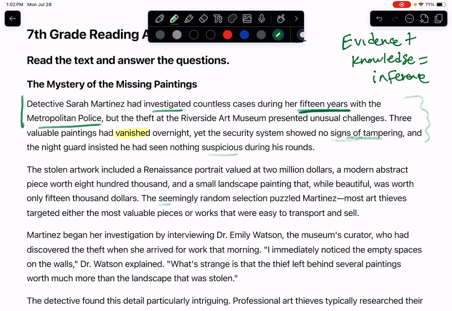Okay? So seemingly random in this case, it sounds like because the paintings were all different.